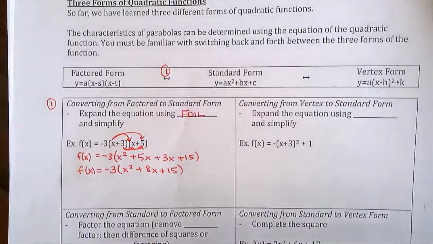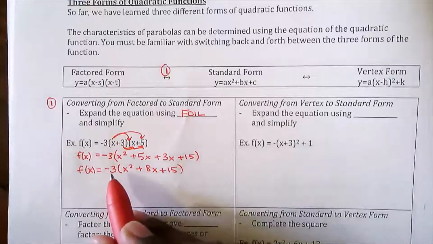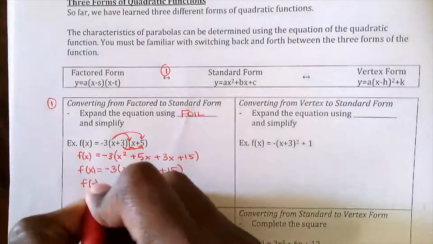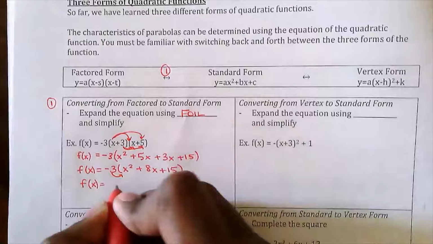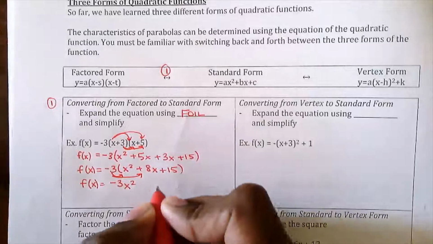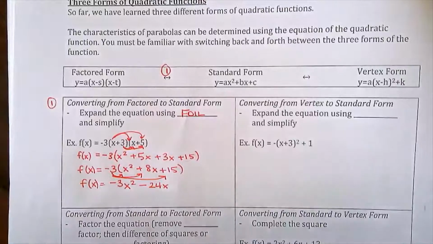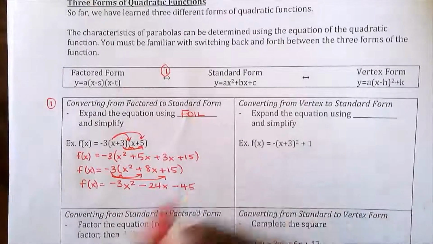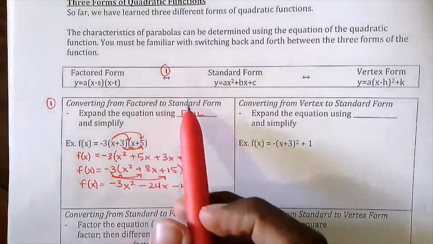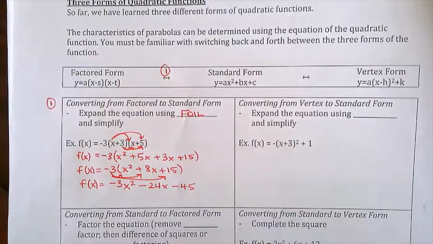We're still not in standard form yet because we still have a bracket. To get rid of the bracket, we're going to multiply the term on the outside by every single term on the inside of the bracket. So we have -3 times x squared, which is -3x squared, -3 times 8x, -24x, and -3 times 15, -45. And now we have our equation in standard form. So to go from factored to standard form, it's quite easy. It's just multiply out everything in factored form.